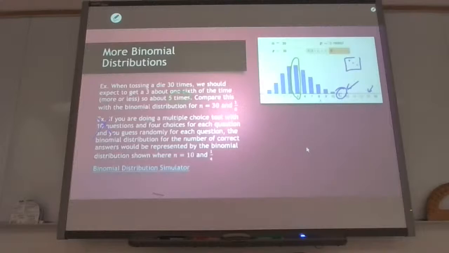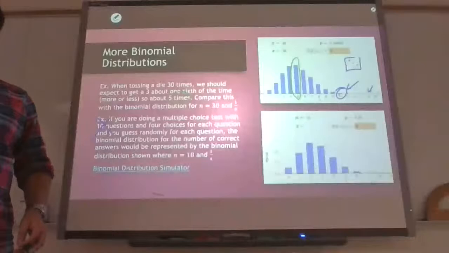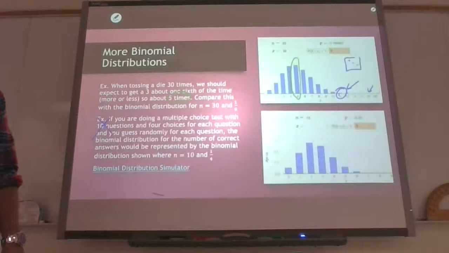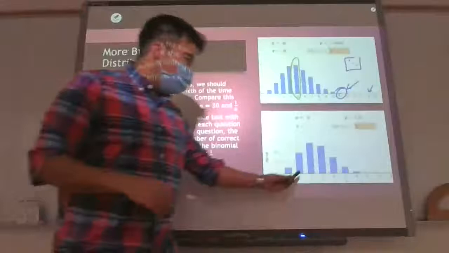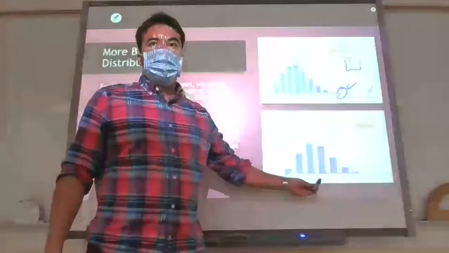The next one over here: if you have a multiple choice test with 10 questions, and let's say you have 4 options, we know that realistically we should be getting about 1/4 of the questions correct if you're just totally guessing. That makes sense, since 2 would be the most common occurrence. You should probably get about 2 questions right. That's the most common, but it's also very possible that you could still get 4 questions.